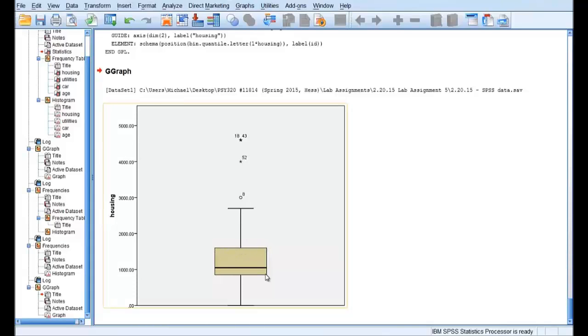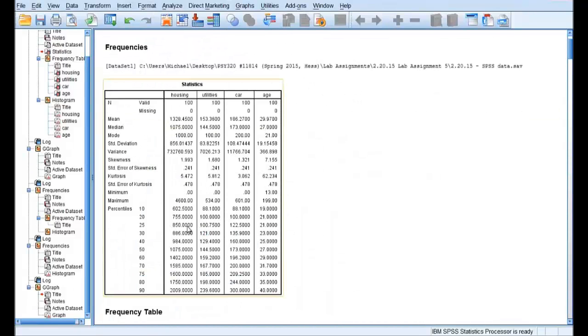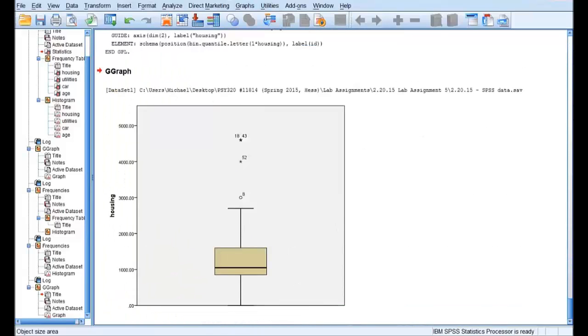The lowest point of this box is Q1. So this box tells us from Q3 to Q1 what our interquartile range is. And that bottom 25% is somewhere close to 1,000. In fact, I could tell you exactly by looking here, the bottom 25% ends at $850. That's at the 25th percentile. So Q1 at the bottom 25% is $850. So our interquartile range is from $1,600 to $850.